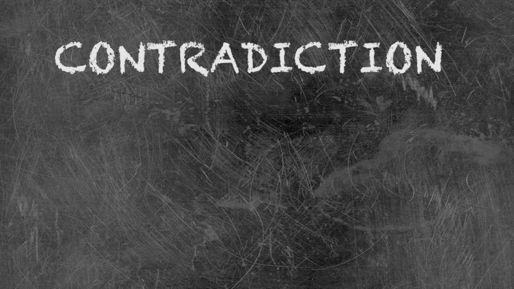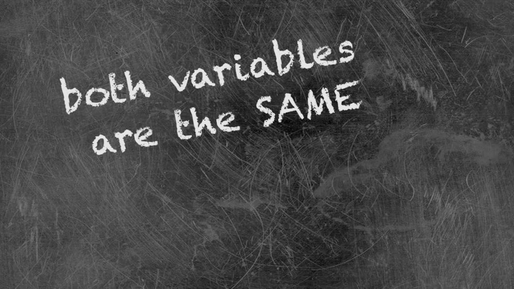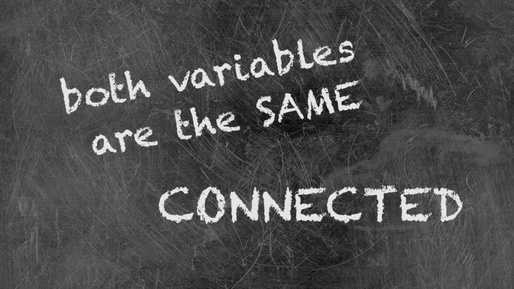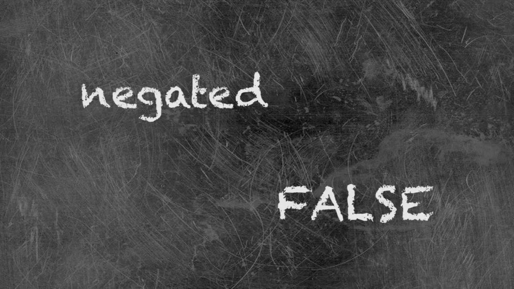The 13th law is contradiction. The formula for contradiction is P and not P is equals to F. We use contradiction when both variables are the same and are connected by logical connective and, and its second variable is negated to make it equivalent to false.